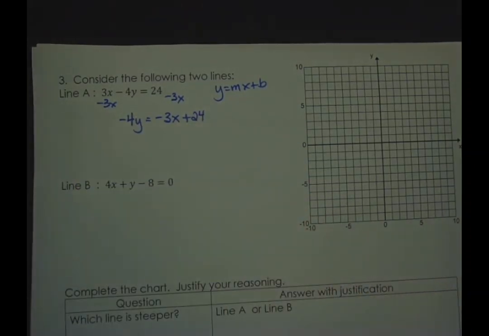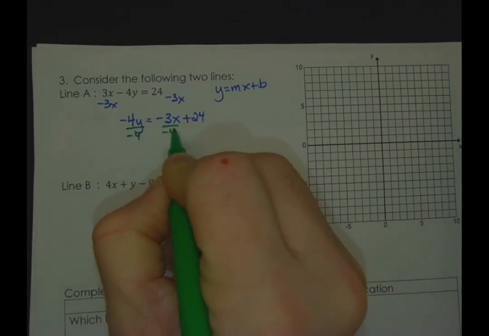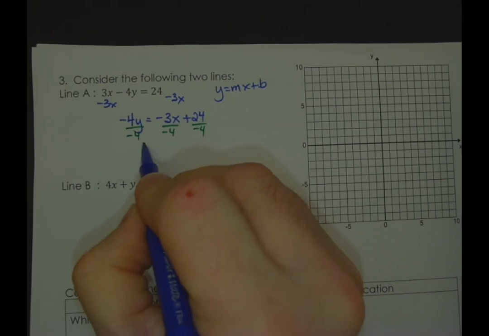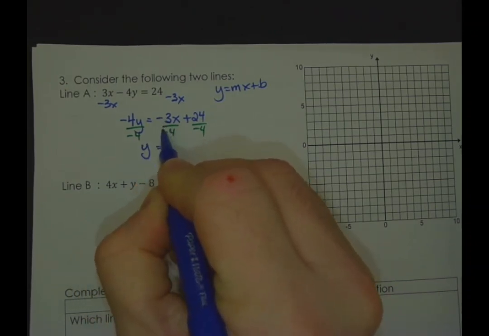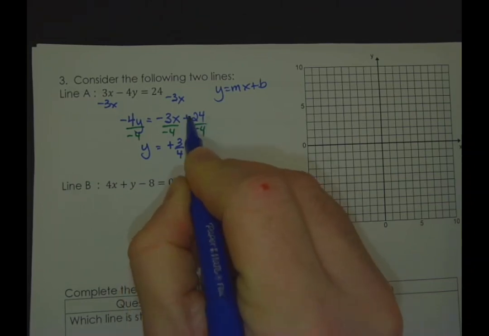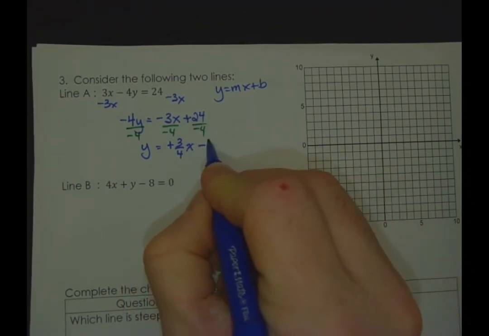And then I can divide each part here by negative 4. y equals negative divided by negative is a positive, 3/4 x. A positive divided by a negative is a negative.